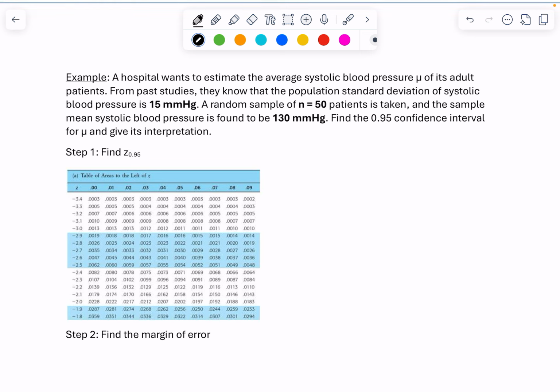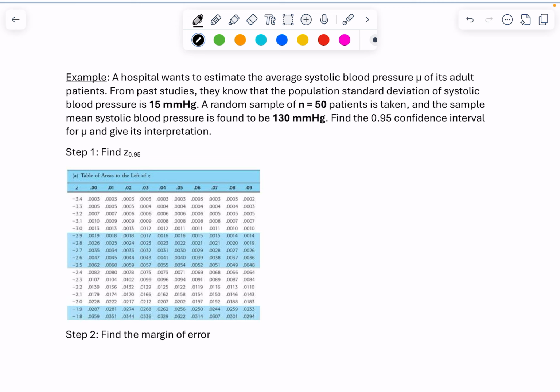Next we're going to be doing an example of finding a confidence interval for our population mean. So here in our example, a hospital wants to estimate the population mean of the average systolic blood pressure of its adult patients. From past studies, they know that the population standard deviation of the systolic blood pressure is 15 millimeters of mercury, and a random sample of 50 subjects is taken, with the sample mean systolic blood pressure at around 130 millimeters of mercury for those patients.